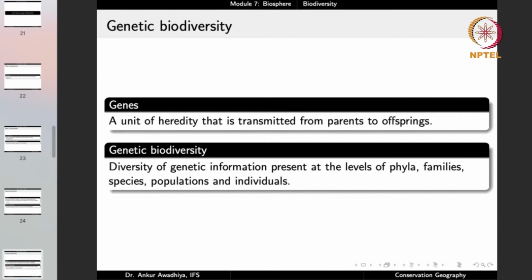When we talk about genetic biodiversity, we are asking about the genes. Genes are units of heredity that are transmitted from parents to offsprings. So they are units of heredity, meaning that they pass on a certain amount of information, that is the genetic information, from parents to offsprings. So they in turn pass on certain information based on the lineage. And from a chemical or a biochemical point of view, genes are sequences of nucleotides that are present in the DNA, which is residing in the chromosomes of the nuclei. So if this information changes, the genes change.